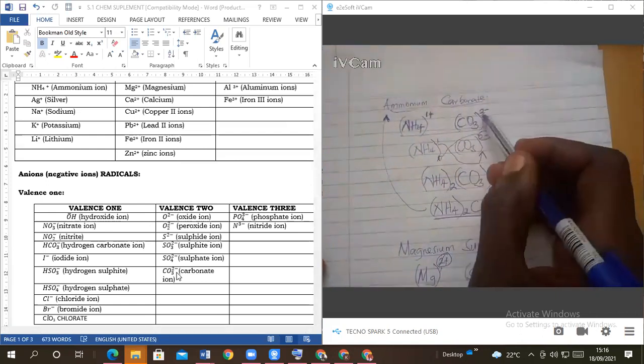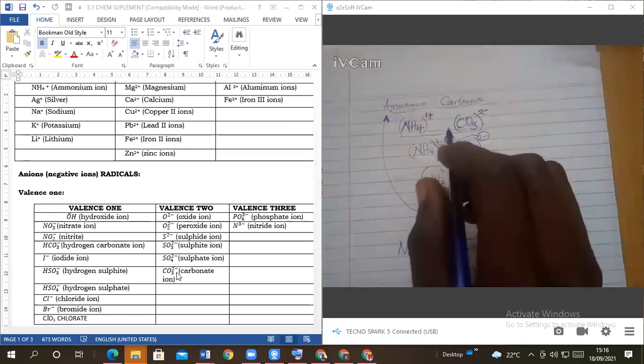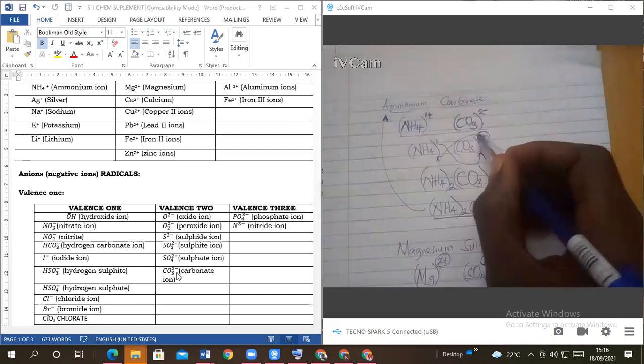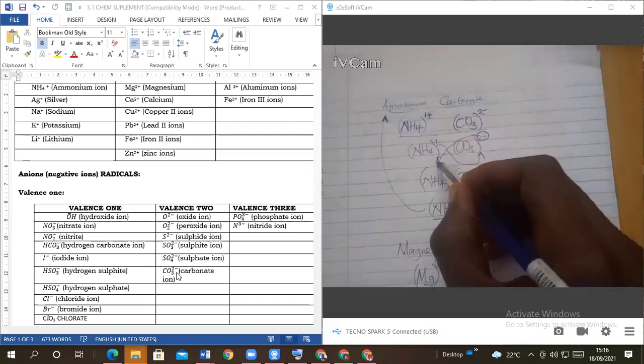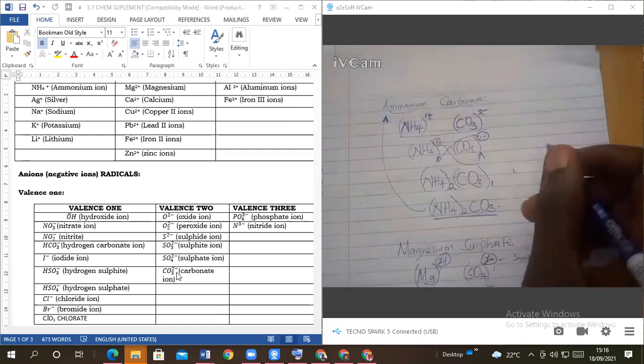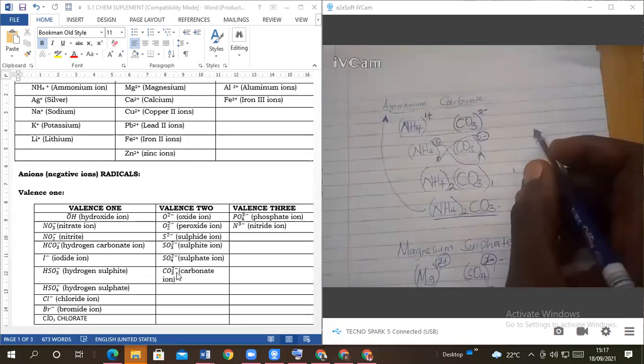Now you cannot reduce 2 and 1. So what you do is the power exchange. These 2 will shift to ammonium. Then the 1 of ammonium will go to the carbonate. Is it clear? Yes.